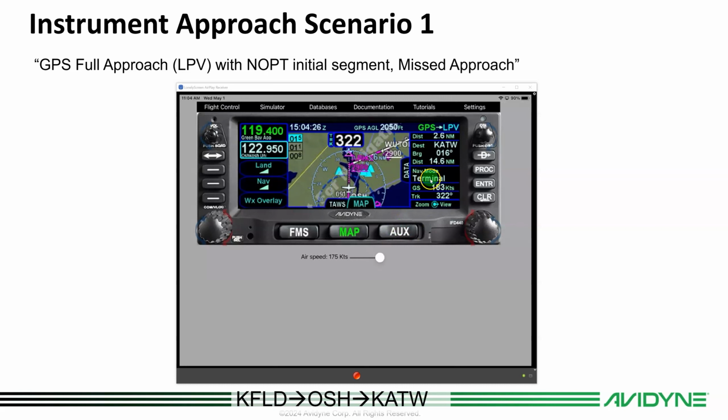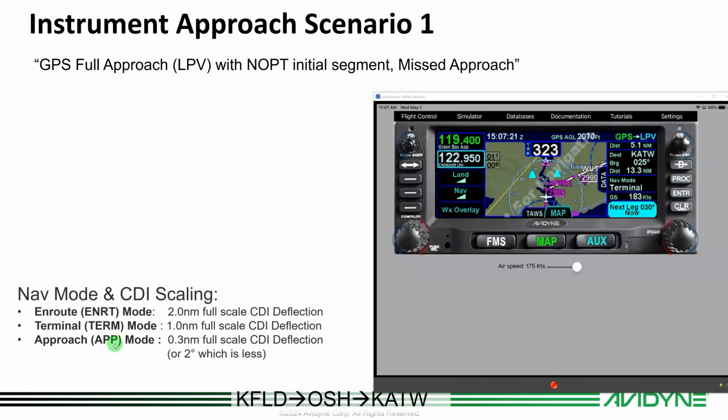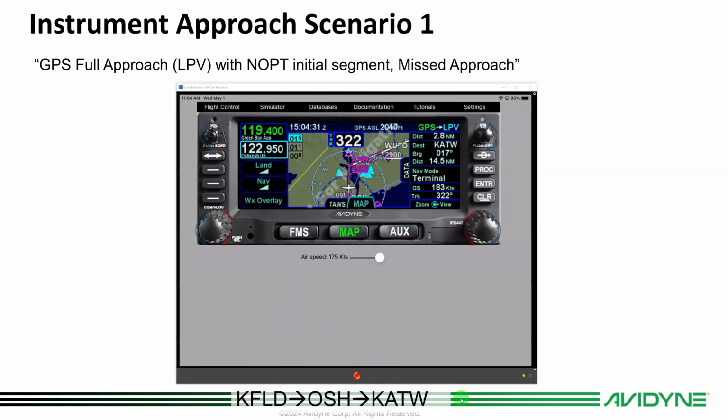Notice we're in terminal mode still, so that's going to affect our scaling on our CDI. For en route mode, on your CDI, deflection is 2 nautical miles. When you're in terminal mode, it's down to 1. And of course, when you get into approach mode, it drops to 0.3, so you get much tighter tolerances. Once we get to a pixie, which is our final approach fix, then this will switch to approach mode, LPV.